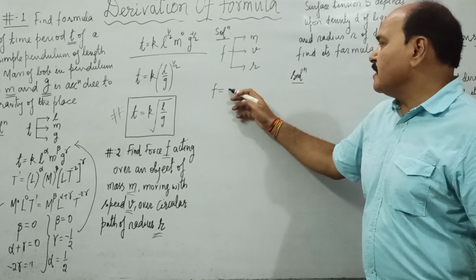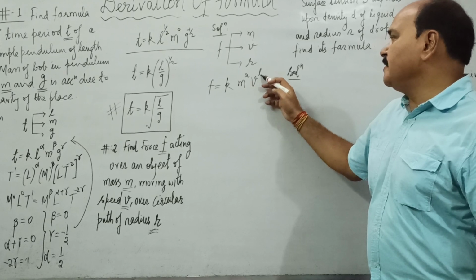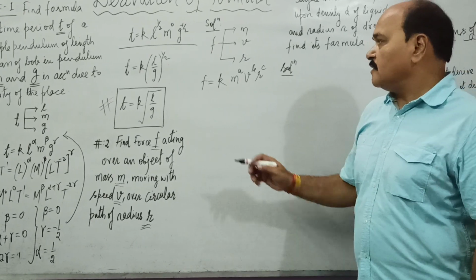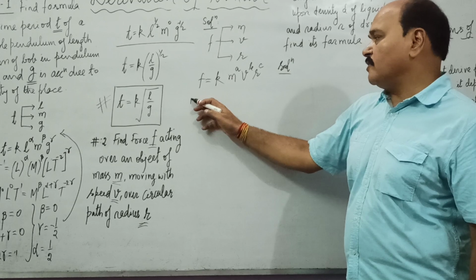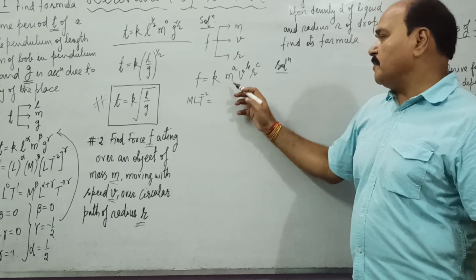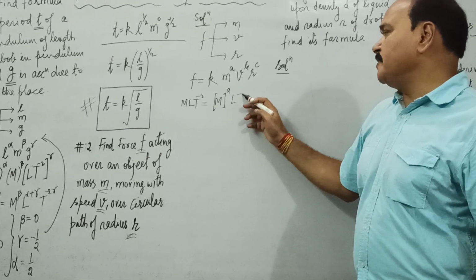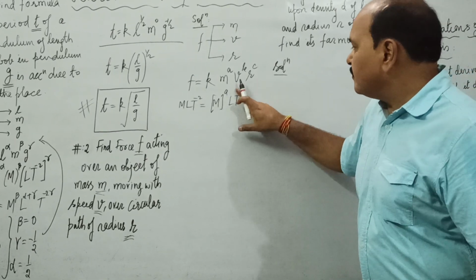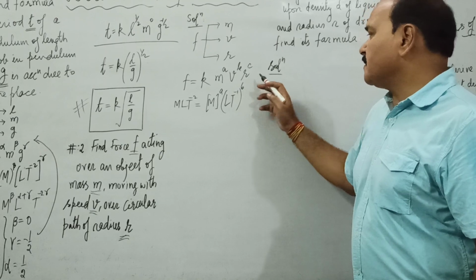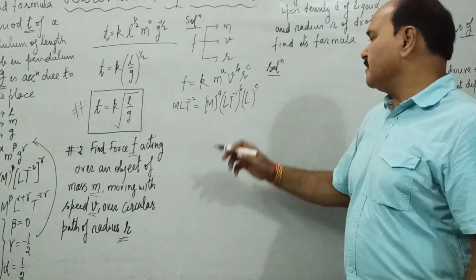So what do we get? We get F is equal to K, this is the unrevealed formula, M to the power say A, V to the power say B, and R to the power say C. If we substitute the dimensions of all quantities, this force is M L T minus 2. This K is dimensionless. Dimensional formula of mass is M to the power A. Dimensional formula of velocity or speed is L T minus 1, and the power is B. And dimensional formula of R is L, to the power C.